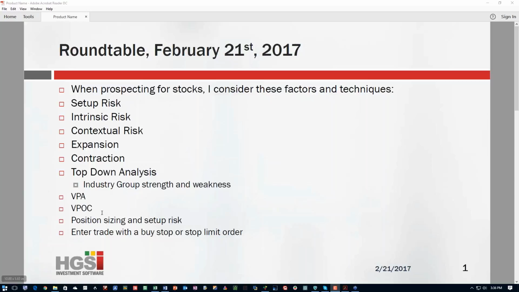Another key component is VPOC, or volume point of control. That's a 10 period, a 10 bucket. I use that as one of my triggers along with the force indexes. And getting back up to setup risk, I always do position sizing for the setup risk, and I have a spreadsheet for that which goes to the webinar attendees. And then I always enter a trade with a buy stop or a stop limit order if I'm going long.